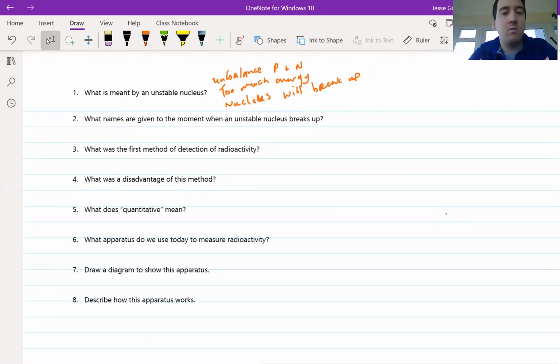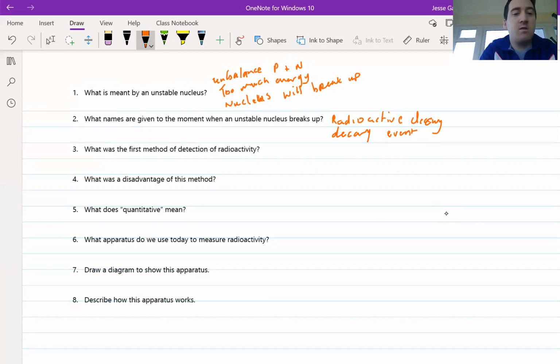What names are given to the moment when an unstable nucleus breaks up? Okay, so we can have a radioactive decay, a decay event, or you could have nuclear decay. Those are the three. If you have two of them, I'm happy enough.